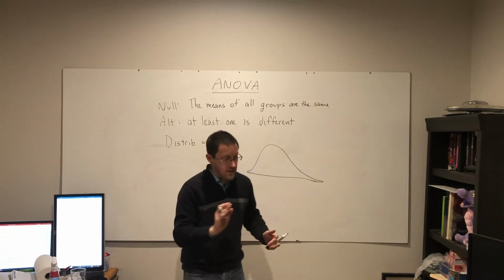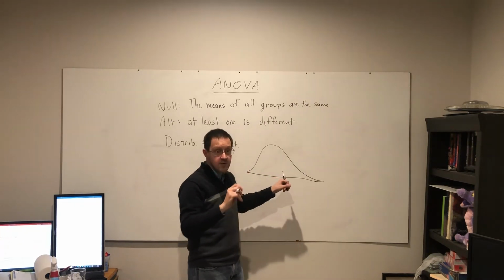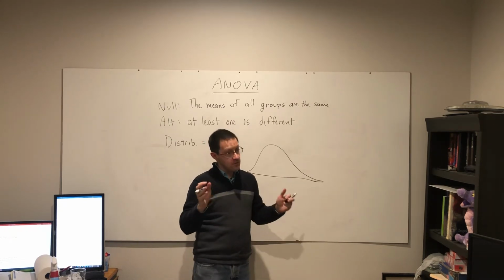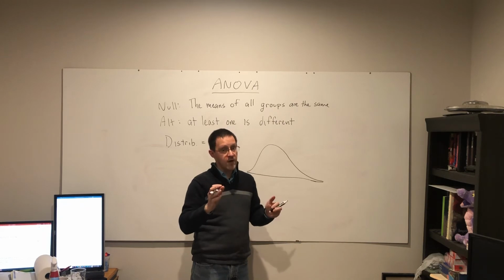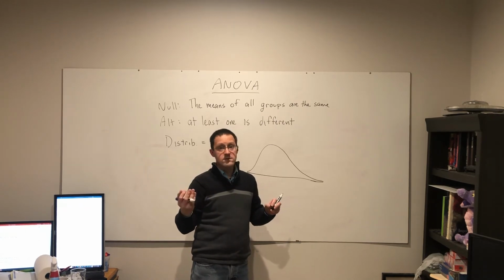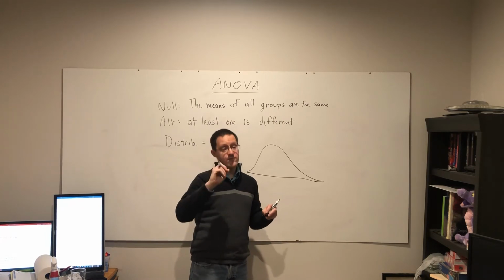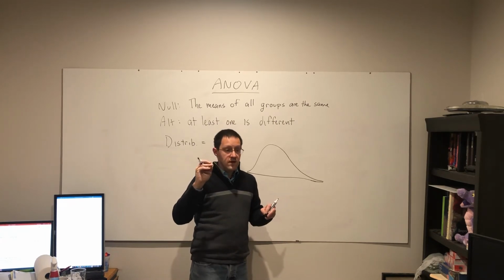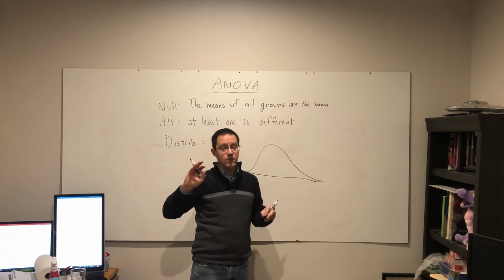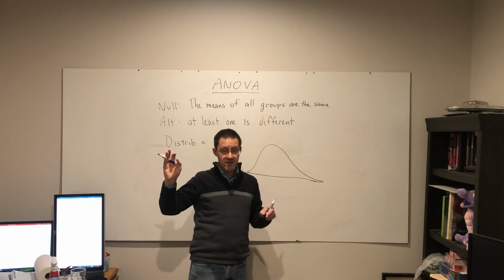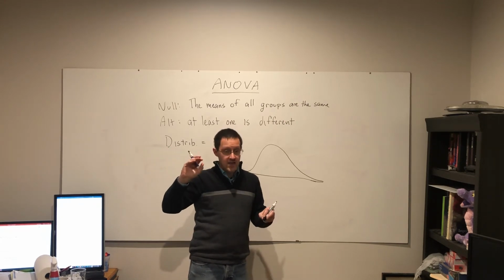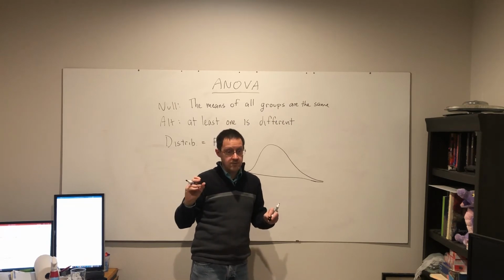What it's doing under the hood is, in a sense, looking at, under the null distribution or the null hypothesis, just by virtue of sampling error, we would expect there to be some difference. How much difference between the different group means do we expect before we decide, okay, it's not just sampling issues, there really is something going on here.